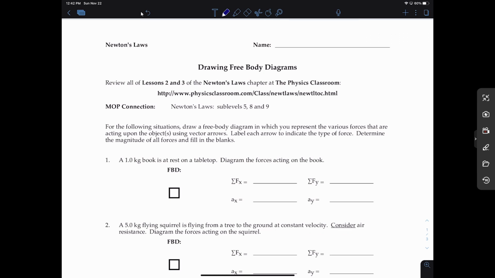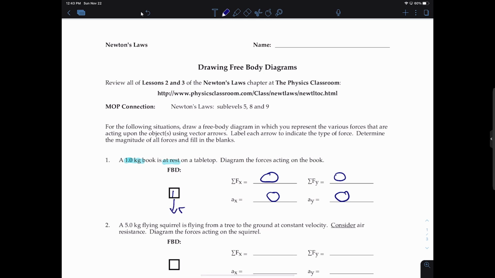Okay, sorry. So, the first one is a 1 kilogram book resting on a tabletop. So we've got a 1 kilogram book, it's at rest, and it's on a tabletop. We're going to start like we've done previously. I'm going to put 1 kilogram here. It's at rest, so we know that all of our forces are 0. And we can do our forces.